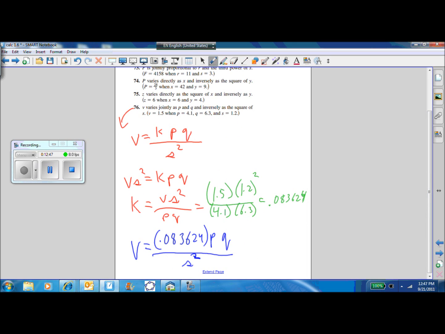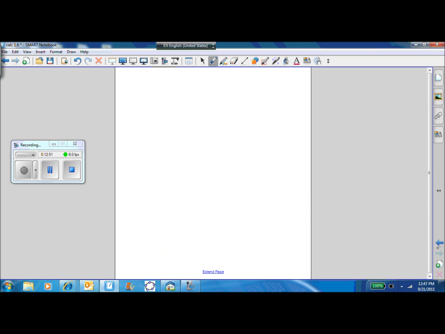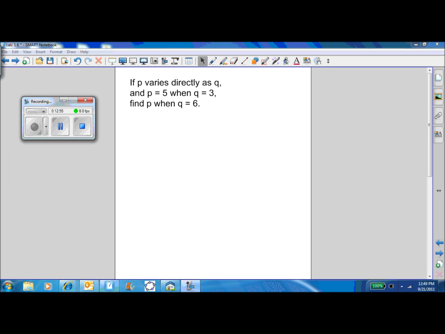All right, one last example. Here we go. If P varies directly as Q and P equals 5 and Q equals 3, find P when Q equals 6. Now, you don't have to actually find the constant of proportionality. You can write P1 is to P2 as Q1 is to Q2. And we can call this P1, and this P2 is unknown, this is Q1, and this Q2 is known.